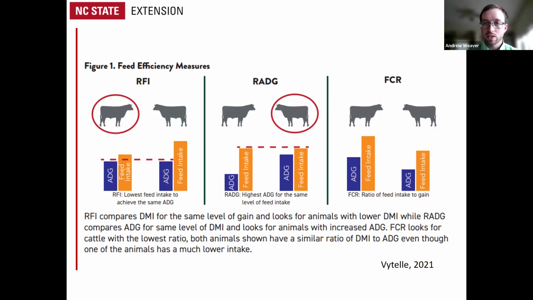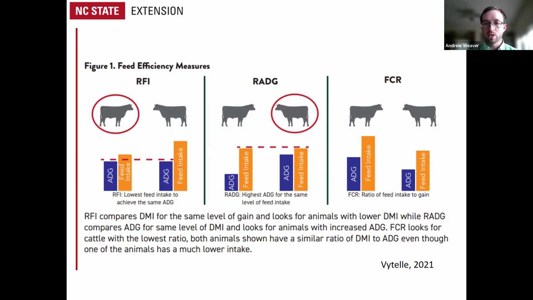Residual average daily gain, that's a new trait that I didn't mention before. This is a trait that's utilized in the cattle industry quite a bit. Residual average daily gain is when we hold feed intake constant. We put animals on the same playing field in terms of feed intake, and we say who gained faster with the same level of intake. So who gained more weight with the same level of intake.